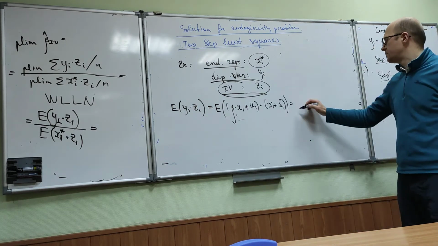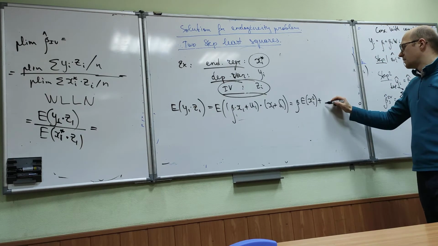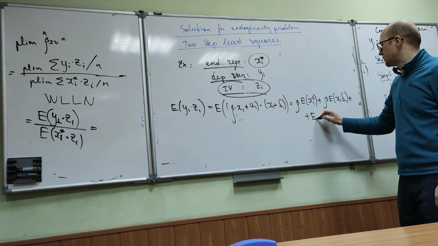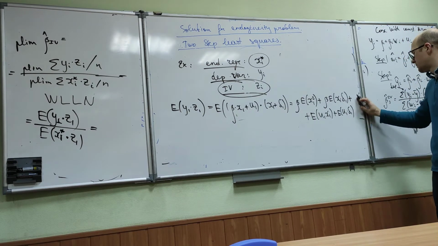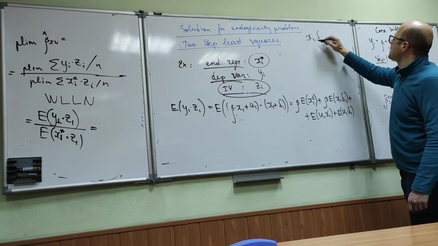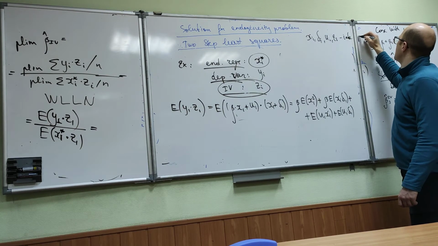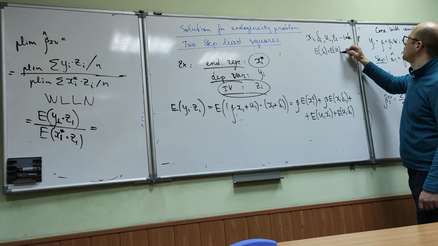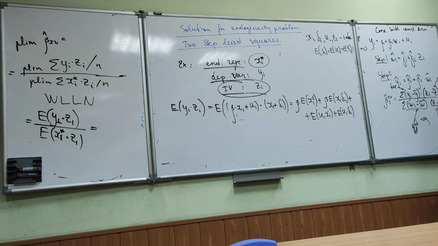So we have beta times the expected value of x1 squared, plus beta times the expected value of x1 times delta1, plus the expected value of u1 times x1, plus the expected value of u1 times delta1. As you remember, x_i, delta_i, u_i, epsilon_i are independent, and the expected values of delta_i, u_i and epsilon_i equal 0. So we have this information.